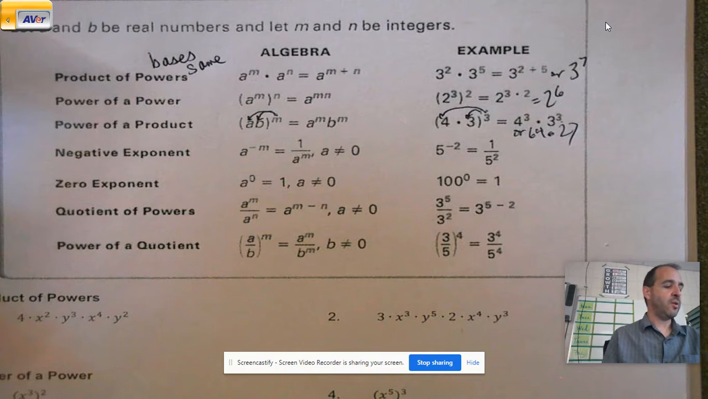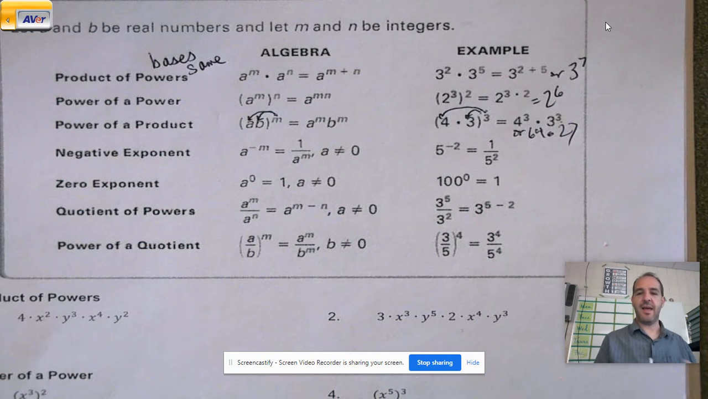So what you're going to start learning with your exponent rules is, it's not like order of operations where you have to do it in this order or else. You're going to have some options, just to say.